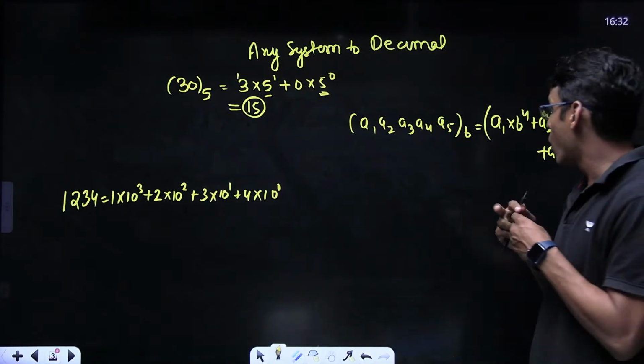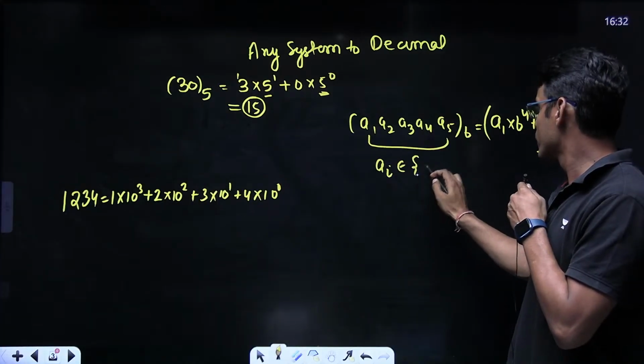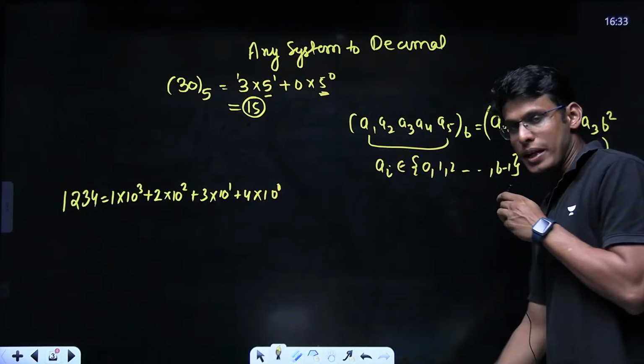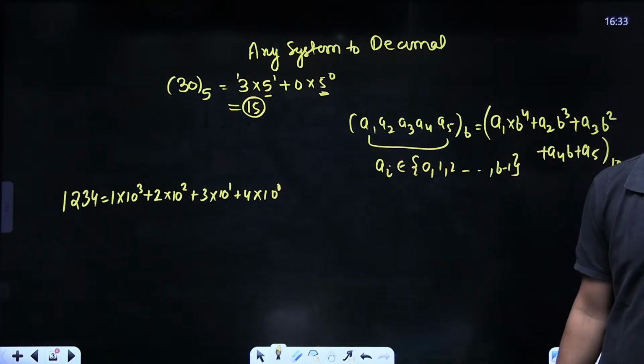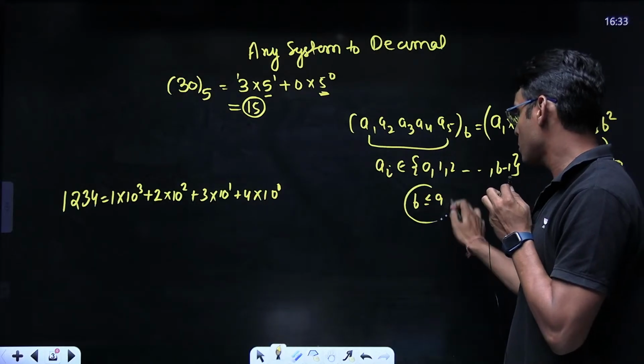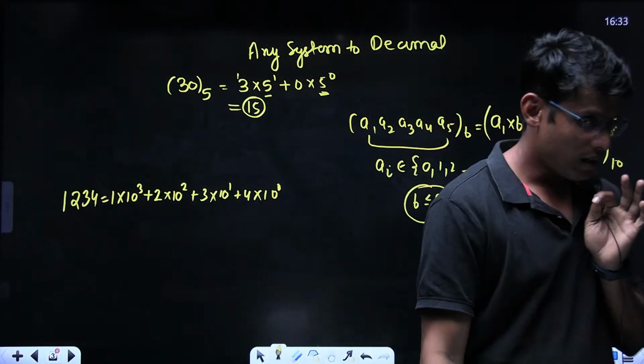See, all these are digits. So these A's belong to 0, 1, 2, up to B minus 1. This is the base. Right? This is how the base is. Obviously, B is less than or equal to 9 here.